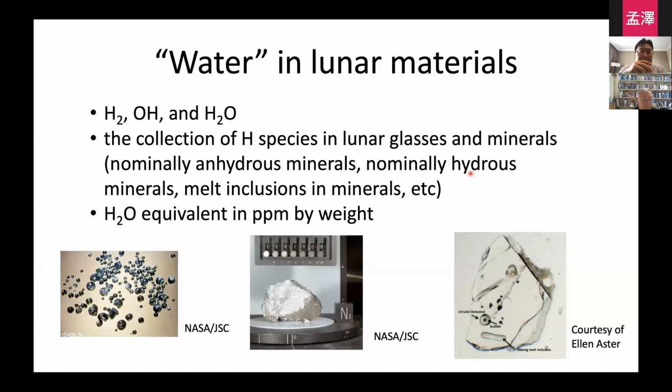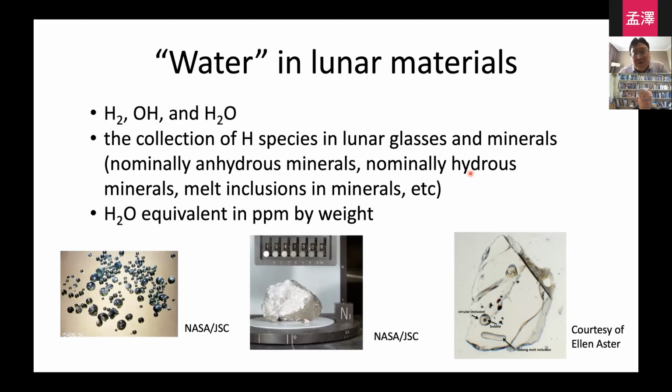So the first one is about water in lunar materials. Water here means, in geochemists or cosmochemists, we call molecular hydrogen, hydroxyl and molecular water all just water. So basically it's a collection of hydrogen species in lunar glasses and minerals. For the minerals, this typically includes nominally anhydrous minerals, such as olivine, pyroxene, and plagioclase. And for the lunar materials, we also have nominally hydrous mineral.